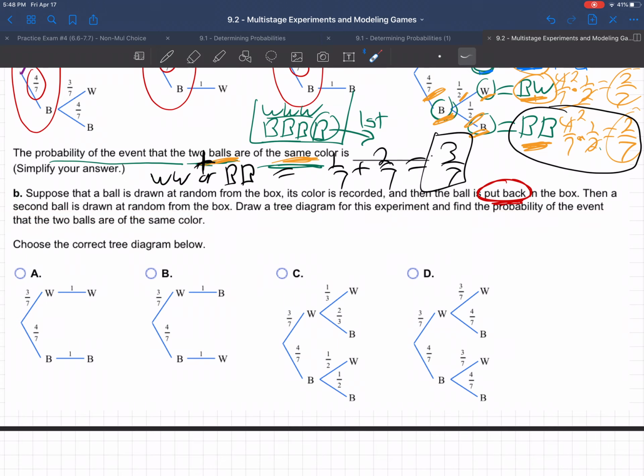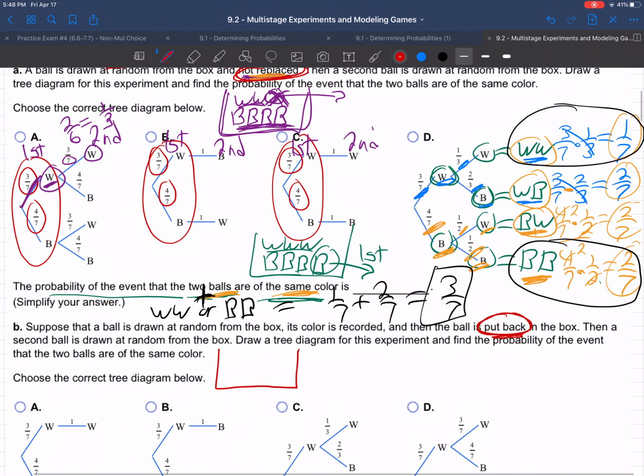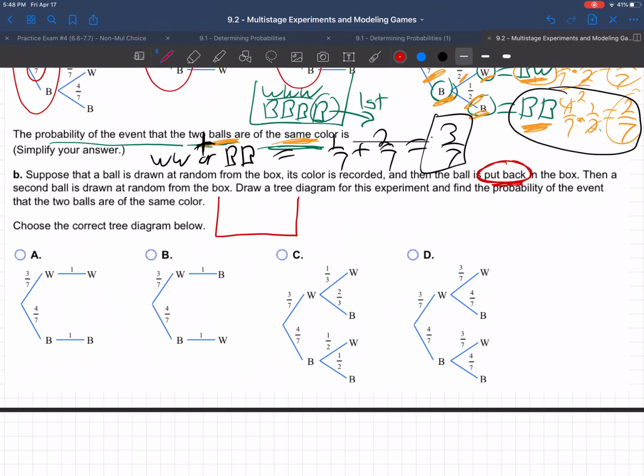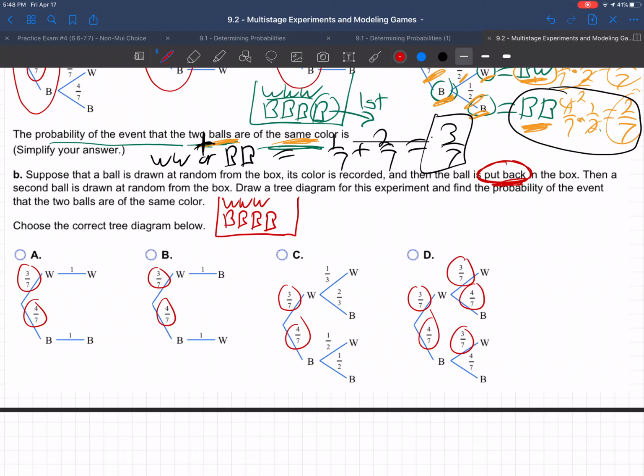Okay, so now it's going to be a little different story. So what do we have in the box again? We have, I forgot already, 3 white, 4 black. So what's the probability of white? 3/7, black is 4/7. All of the branches start that way. That's your first pick. So suppose you pull out a black the first time, but then you're going to put it back. So when you come to your second draw, it's going to be exactly the same as the first draw. It's going to be 3/7, 4/7, 3/7, 4/7.